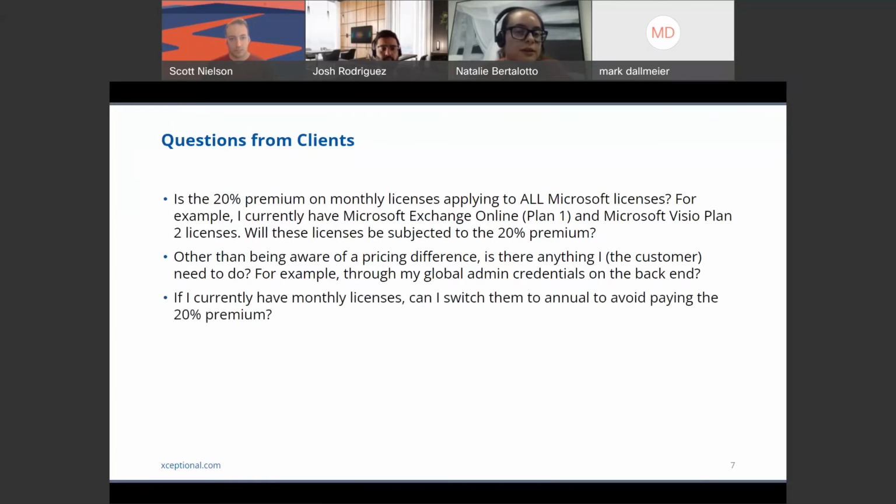Next question. If I currently have monthly licenses, can I switch them to annual to avoid paying the 20% premium? Yes, definitely. That's what I'm recommending for most of our partners over here. Obviously 20% is a decent amount of money. So if you can switch to annual licenses, I definitely recommend that you do.